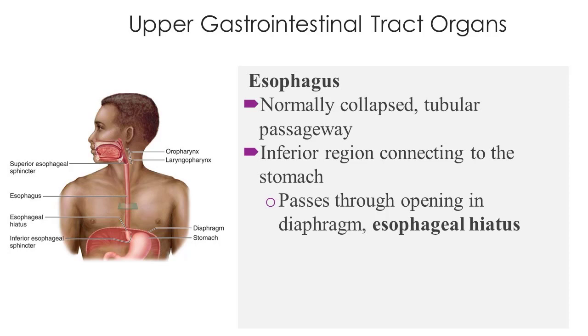So once we get into the esophagus, we start to go down, and the esophagus passes through the diaphragm. Did you realize that? The esophagus passes through the diaphragm because the stomach is below the diaphragm. So there is a hole in the diaphragm, and a hiatus means hole. And so the hole in your diaphragm that the esophagus passes through is your esophageal hiatus.